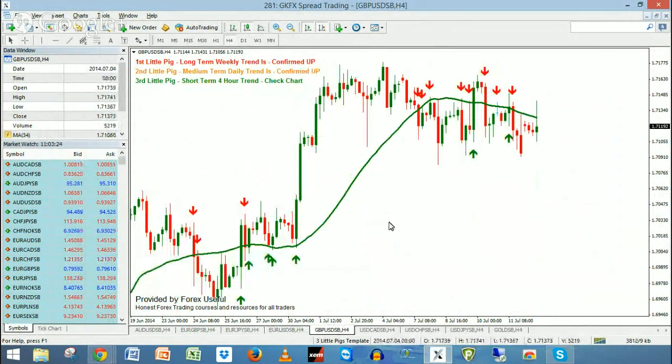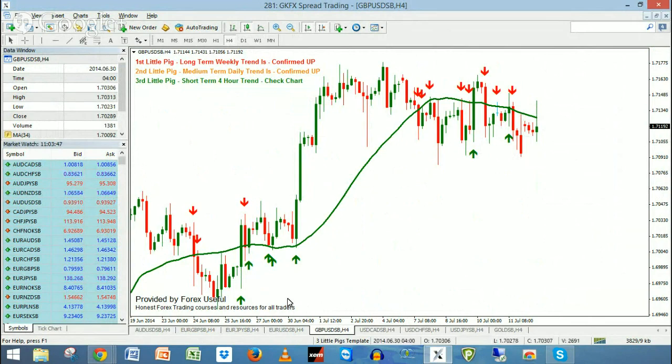And cable, similar to Euro USD. We had a losing trade here, and another one here, so two losers in a row, and now we're just waiting for a new confirmation, and we'll take the long trade again here. Looking for cable to push up and make new highs again this year.